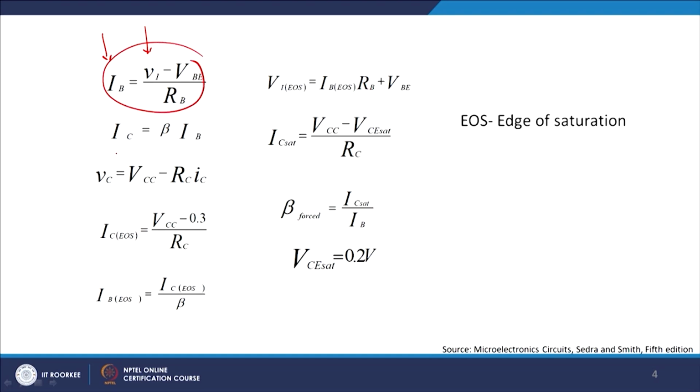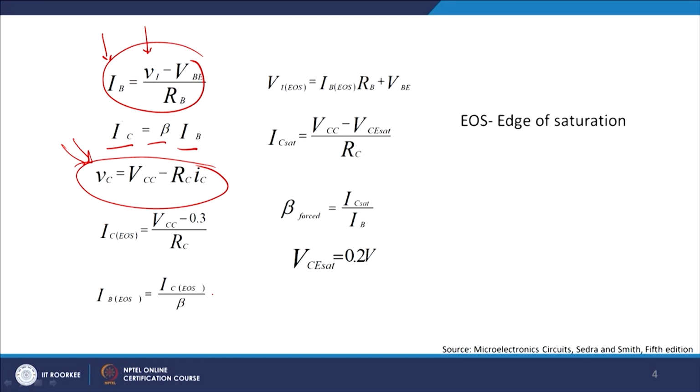So, IC will be equal to beta times IB, a straightforward way of looking at it. Therefore, if you multiply this IC with RC, then VC will be equal to VCC minus IC RC, and I will get from this equation the value of VC, which is the collector voltage available with me. Therefore, as you can remember, IC SAT will be equal to VCC minus VCE SAT divided by RC.